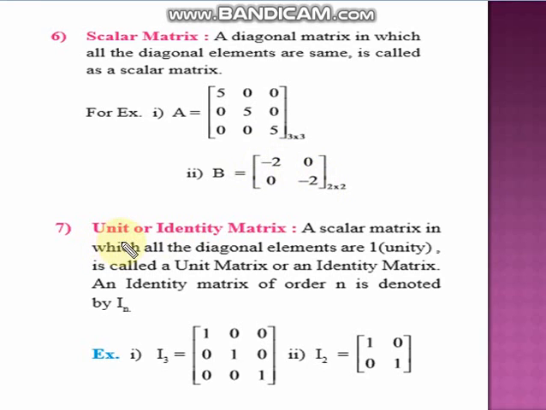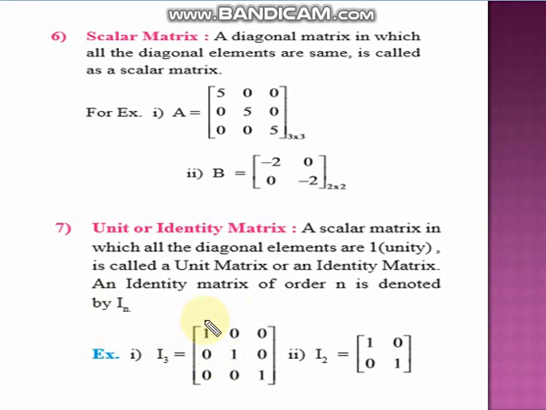Now the next one is the unit or identity matrix. A scalar matrix in which all the diagonal elements are 1, unity, is called a unit matrix or an identity matrix. An identity matrix of order n is denoted by In. You can see this example, I3. This is a matrix of order 3.